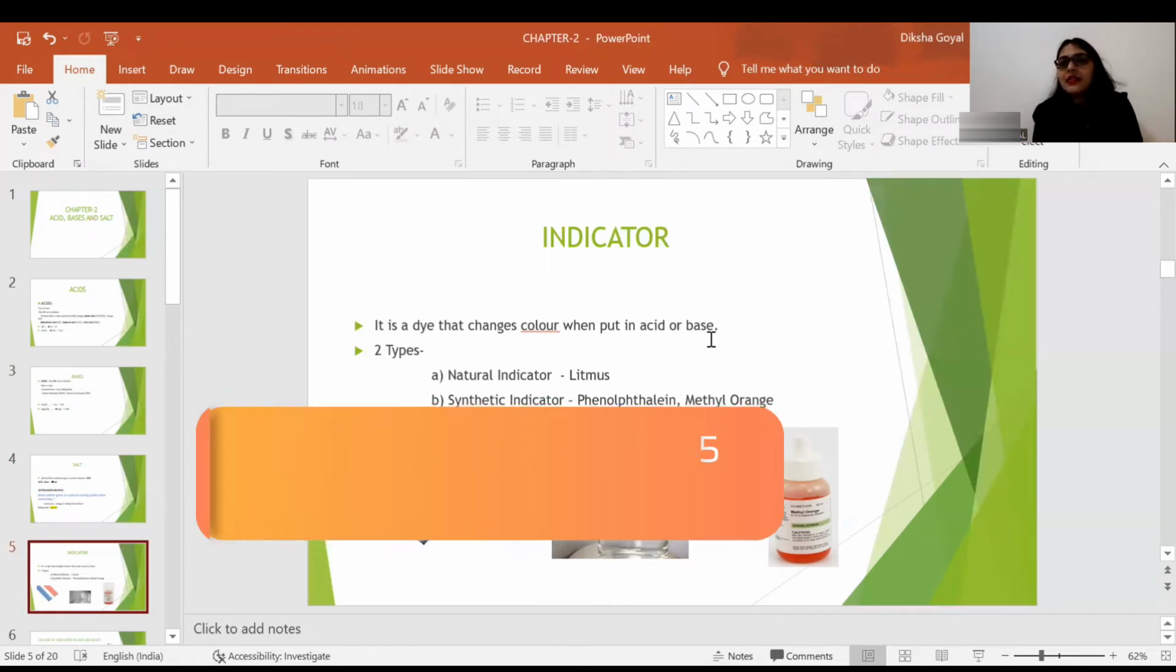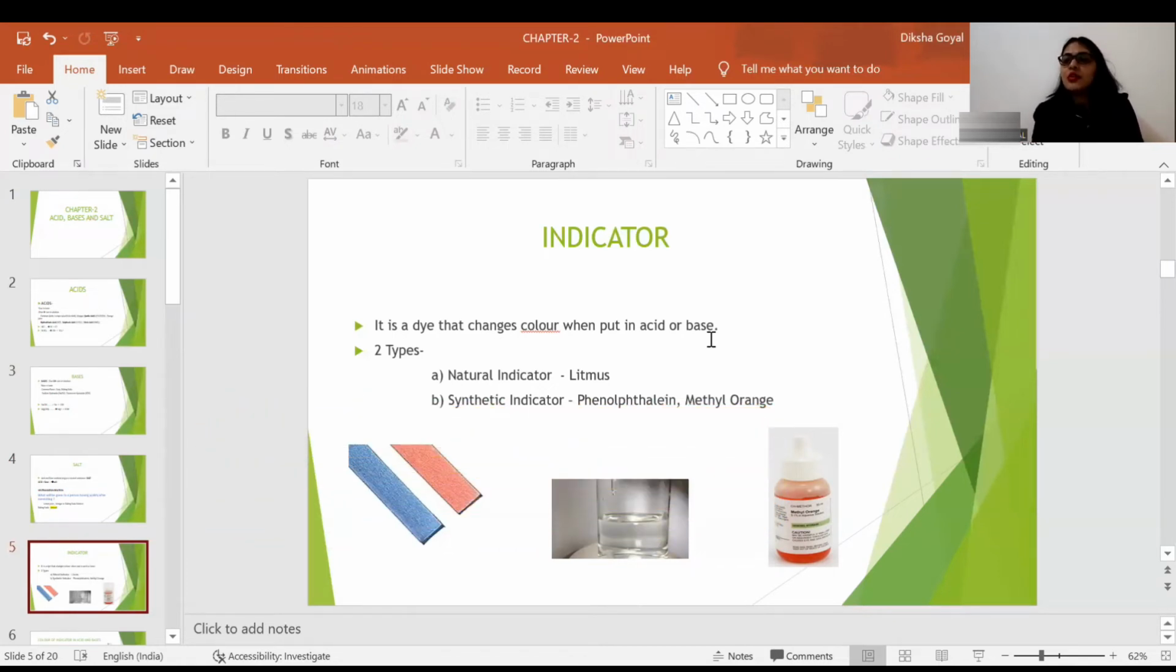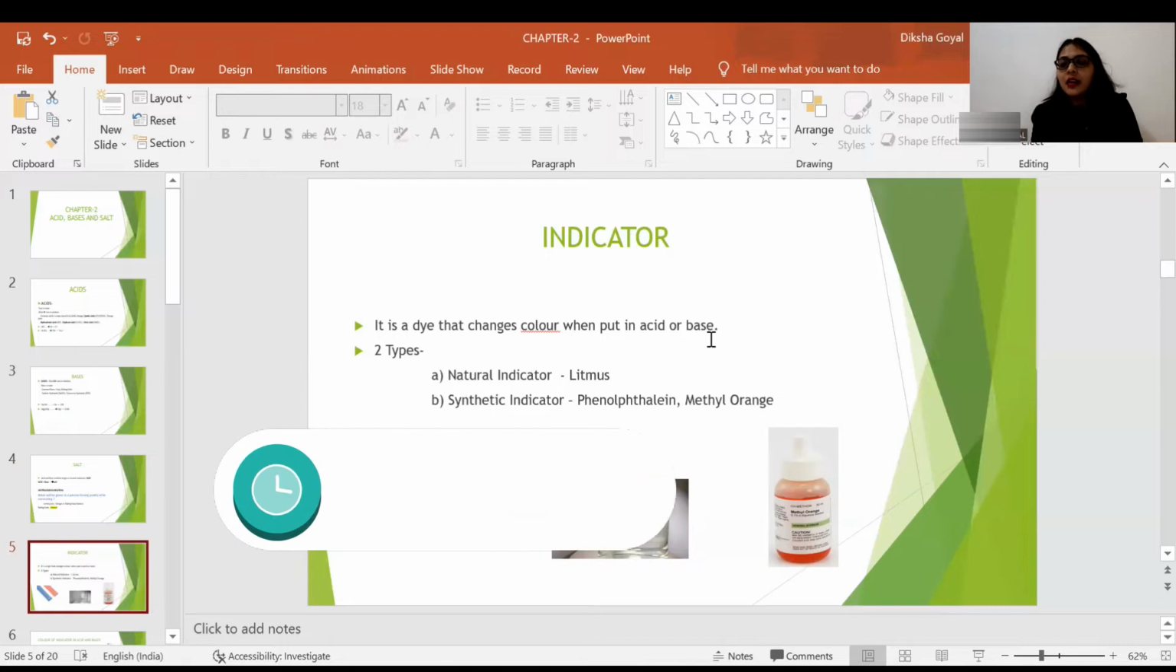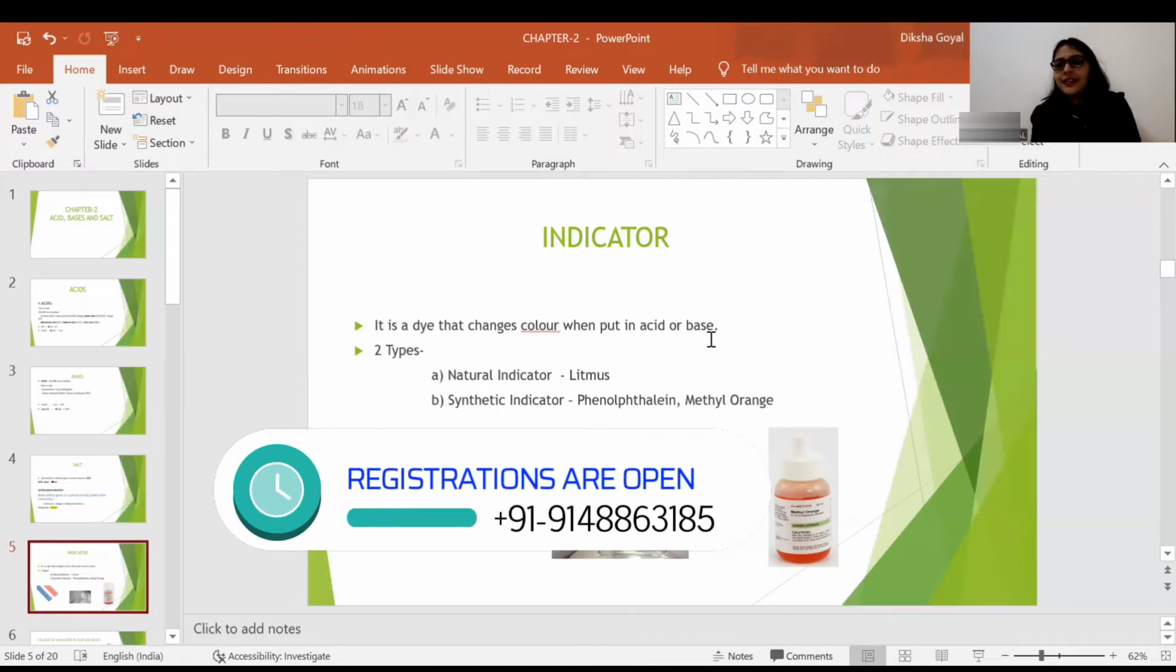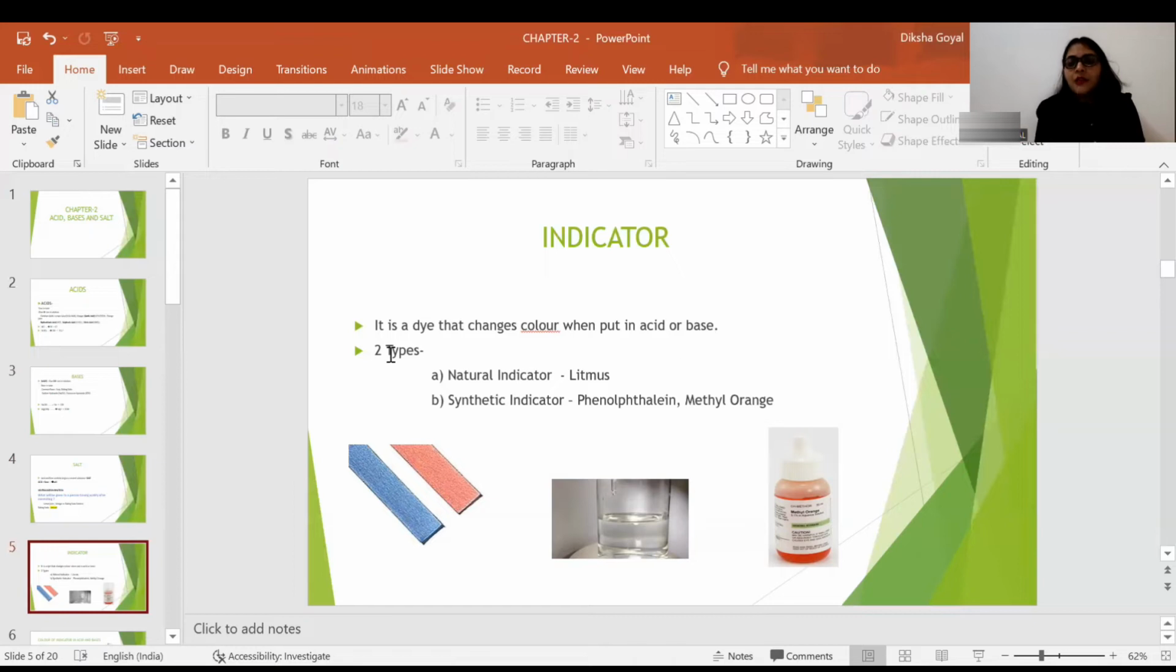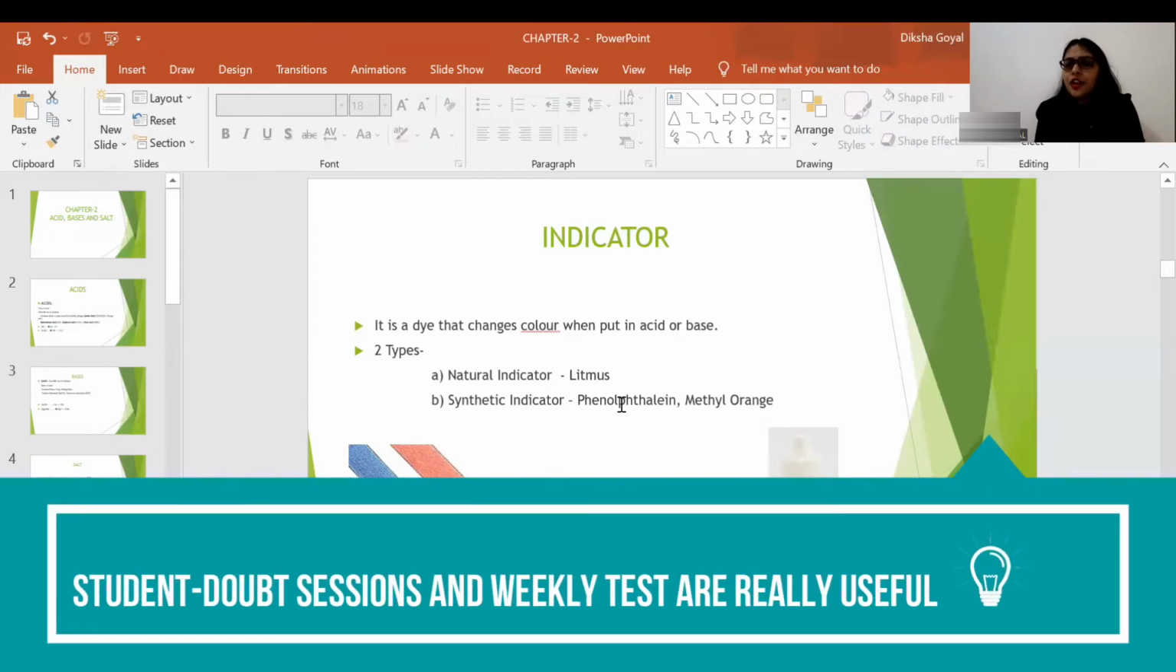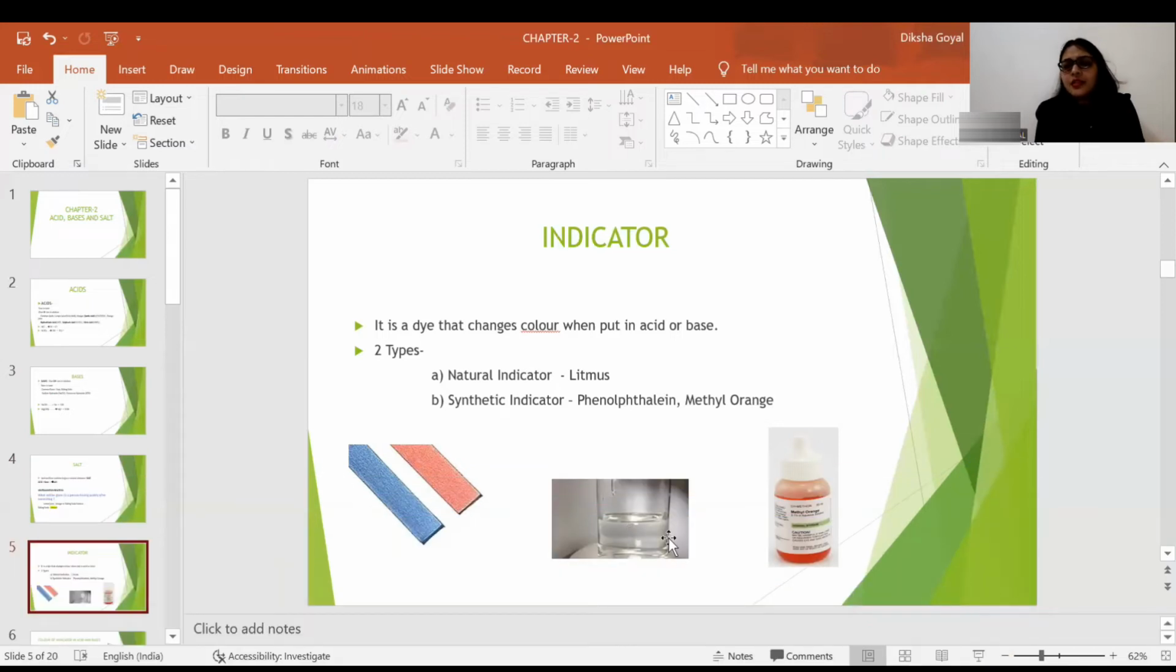That means an indicator has a certain color. When you put it in acid, it shows a different color. When you put it in base, it shows some different color. And by seeing those changes in the color, we can say that yes, this is an acid and yes, this is a base. Okay. We have two types of indicator: natural indicator and synthetic indicator. Natural indicator is litmus. From that, we make litmus paper. This is blue litmus paper. This is red litmus paper. Synthetic indicators are phenolphthalein and methyl orange. This is phenolphthalein. It is neutral and colorless, I can say. Methyl orange is orange in color. Now let's see how they change their color.